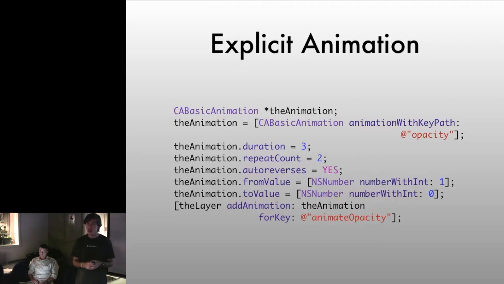If you want more control over your layer animation, you can actually make what's called an explicit animation, where you create an animation, and see here we've initialized it with the key path opacity, which means that the property we're affecting is going to be opacity. You can have more sophisticated key paths if you want. Again, the documentation explains this pretty well. But we can set things like the duration, the repeat count, whether it reverses back or not, the value we start from, the value we end at, and then we say add this animation to this layer, and it goes off and runs this animation.